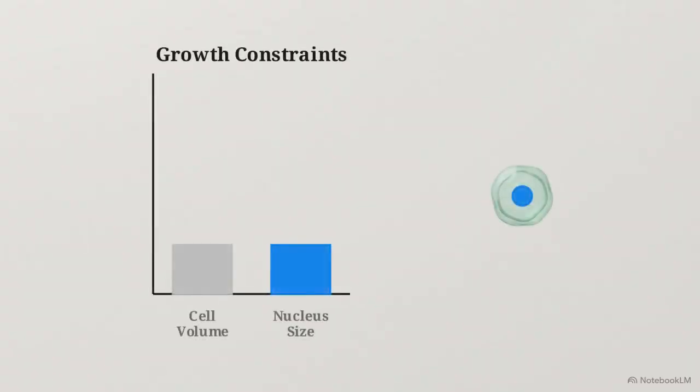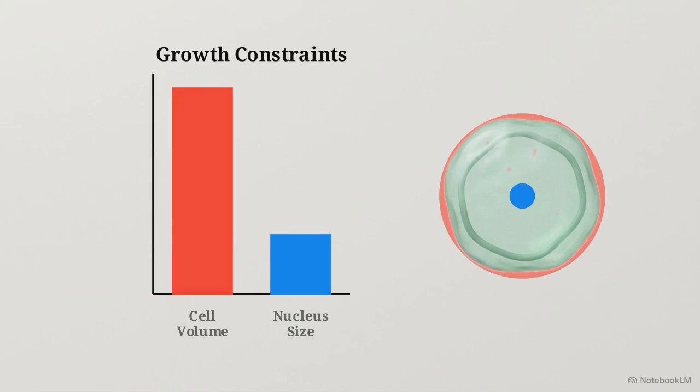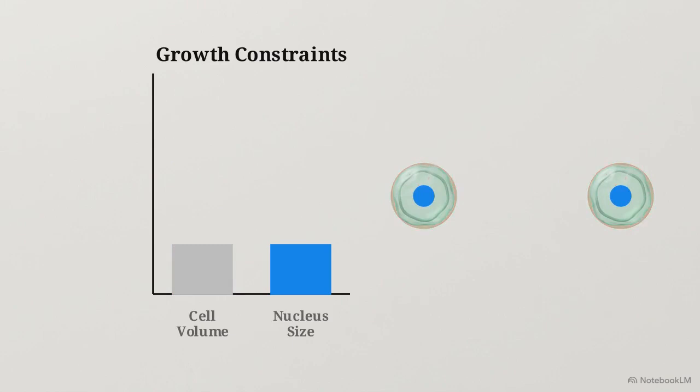Third, mitosis maintains the nucleocytoplasmic ratio. As a cell grows, its volume increases much faster than the size of its nucleus. As the cell gets larger, the nucleus struggles to manage the expansive cytoplasm. Division restores this balance, allowing the cell to function efficiently.